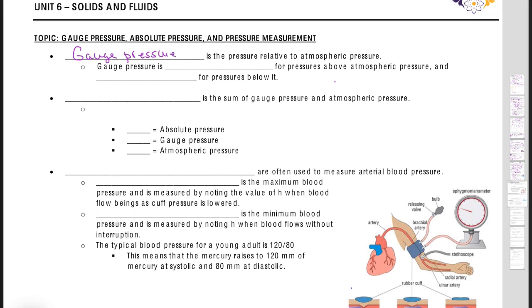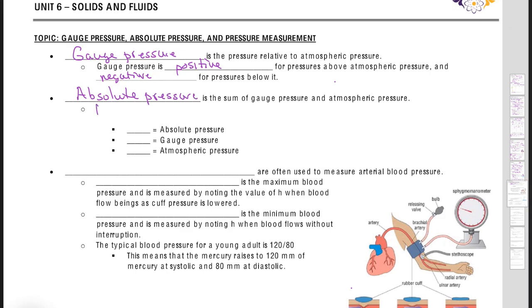Gauge pressure is positive for pressures above atmospheric pressure and negative for pressures below it. One way you can think of gauge pressure is if I took a gauge, a measuring device, down, this is the pressure I'm reading. It's not giving me absolute pressure because I'm not factoring in the atmospheric pressure. And that's what absolute pressure does.